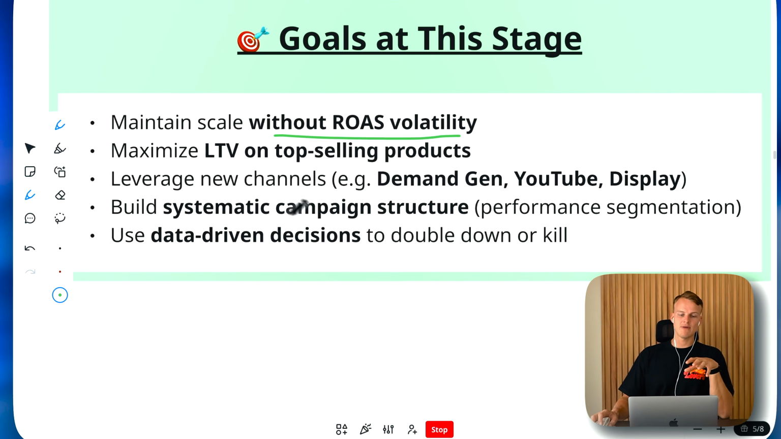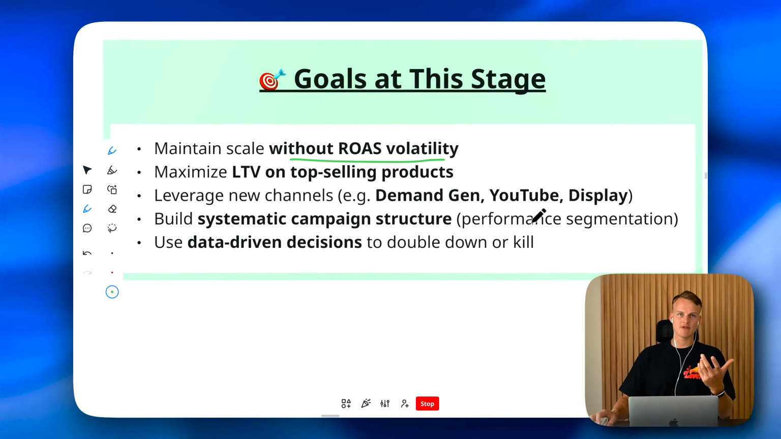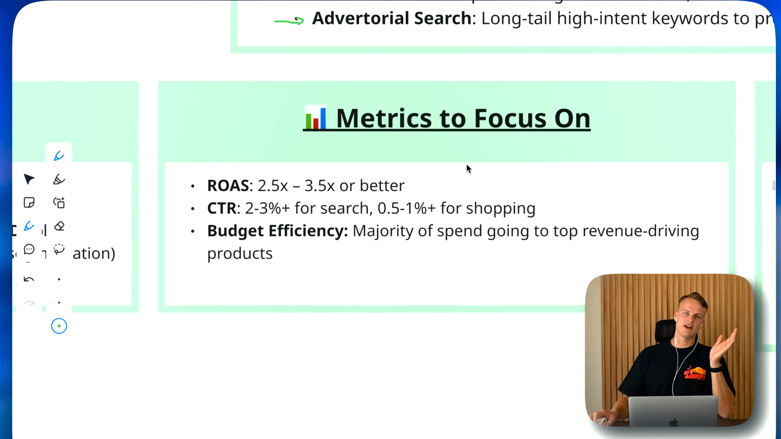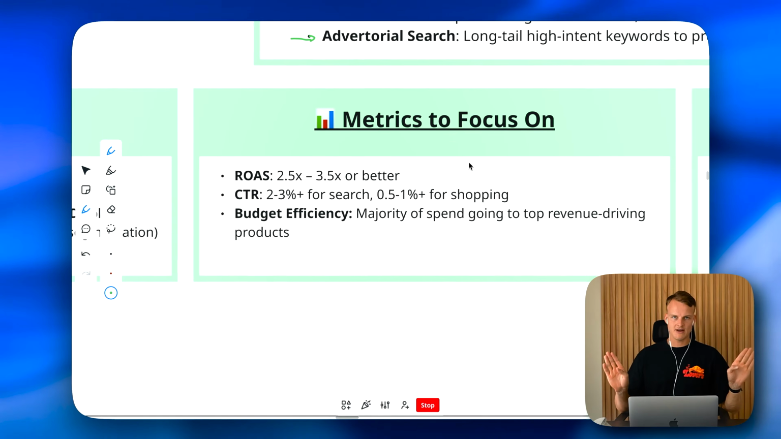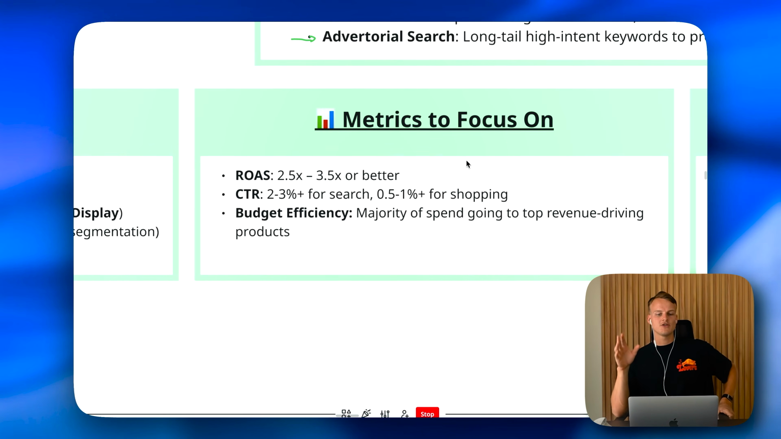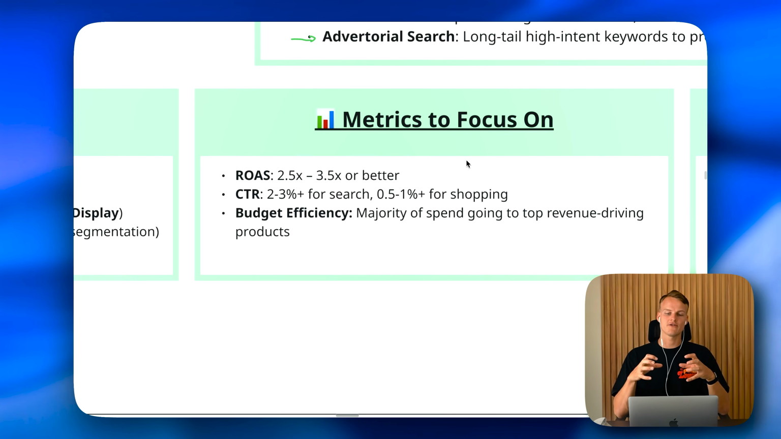We want to build a systematic campaign structure, so performance segmentation based on the script. We want to use data-driven decisions to double down on components or kill components depending on how they are performing, right? The metrics to focus on: ROAS 2.5, 3x or 3.5x or better, depending on your profit margin, obviously. We want to optimize for a 2 to 3% CTR on search and a 0.5% to 1% CTR on shopping. And when it comes to budget efficiency, we want the majority of our spend to go to the top revenue driving products, as always.